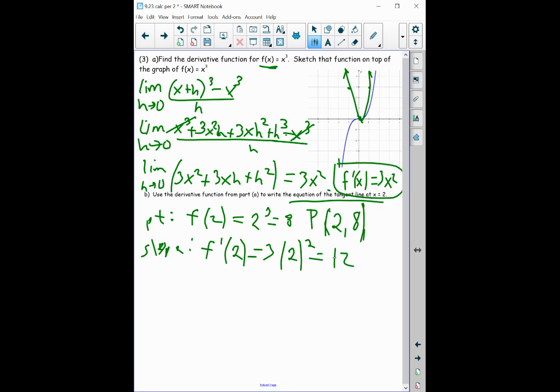So I have a point, I have a slope. Now I'm just going to put this in point slope form for the win. So it's going to be y minus 8 equals 12, because that's my slope, times x minus 2. And there is my tangent line.